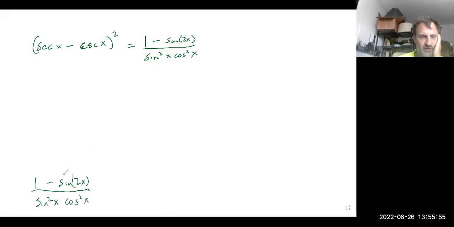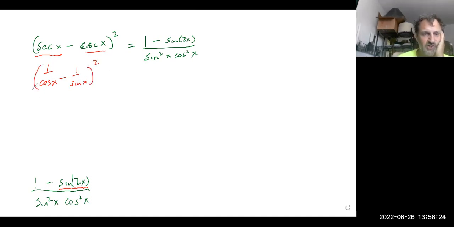And I see some opportunities to simplify. First of all, things like sine 2x, that's going to get replaced. I can replace this and this with sine and cosine to try to get it all on the same page. And I think with those two hints, we should be able to move forward. Let's see where we get to. So we've got 1 over cosine x minus 1 over sine x, and that's squared. So we're going to multiply by itself.